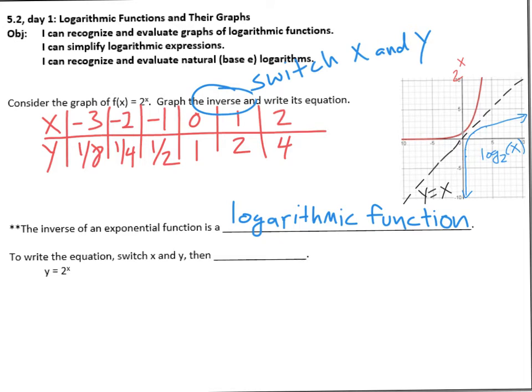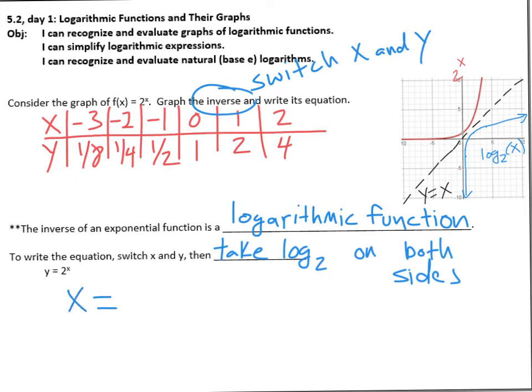That's what they are. If you wanted to see how the algebra would work, to write the equation, switch x and y. Then this part's a little bit weird, but a logarithm is also like an operation. We're going to see that on the next slide where we'll evaluate some logs. But take log base 2 on both sides, and this would give you the equation. For the most part, we're not going to go super far with the algebra of logarithms, more the graphs, but this is the same deal with getting an inverse.